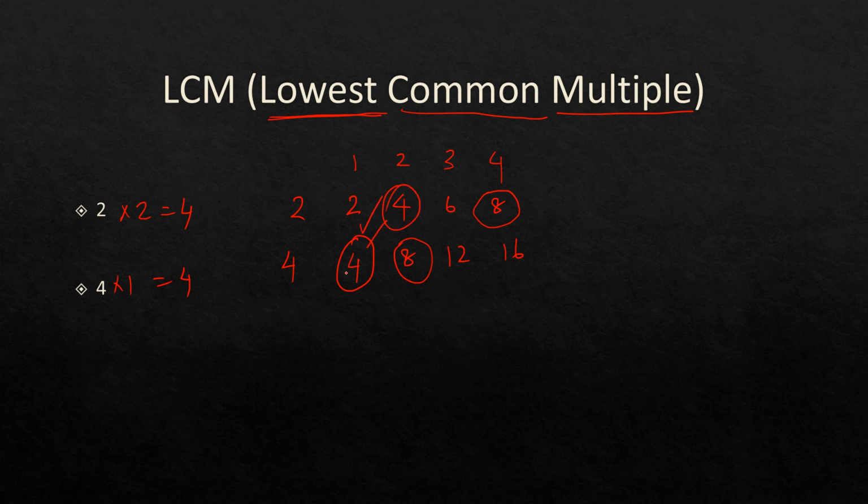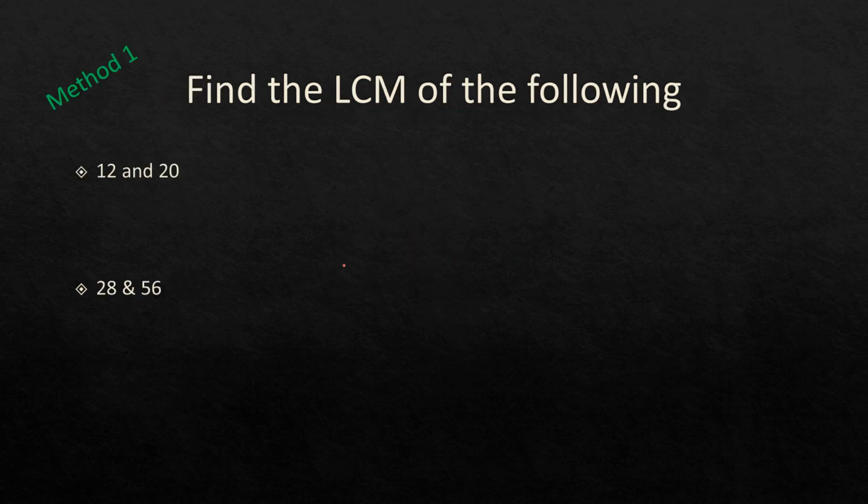So the lowest common multiple is 4. Now, finding the LCM of the following, there again you have two methods, just like what we saw earlier.